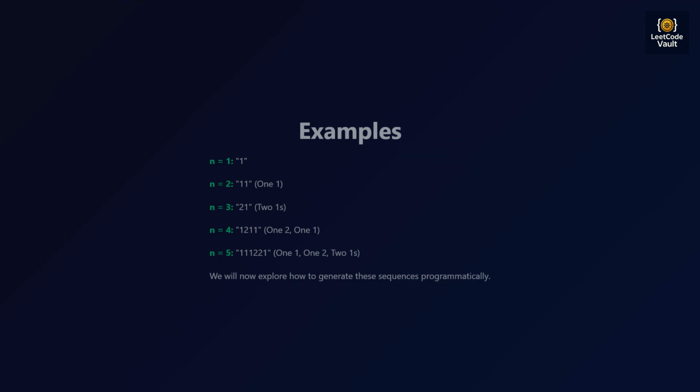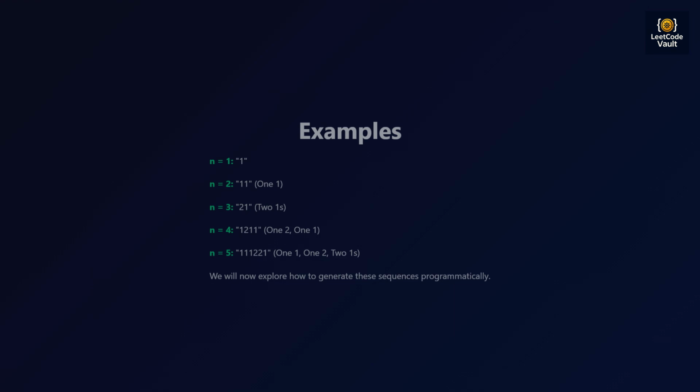Understanding with examples. Let's solidify our understanding with a few examples. For n equal 1, the result is simply 1. For n equal 2, we read 1 as one 1, so the result is 11. For n equal 3, we read 11 as two 1s, giving us 21. Now for n equal 4, we analyze 21. We have one 2, one 1, resulting in 1211.